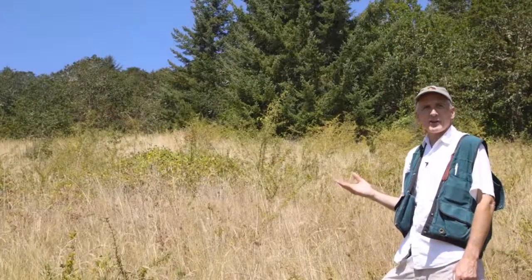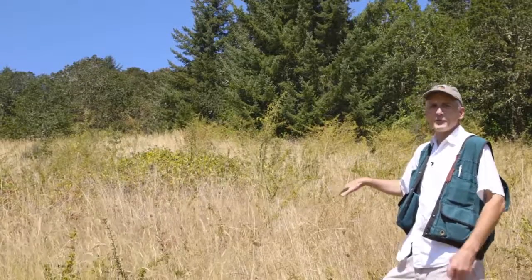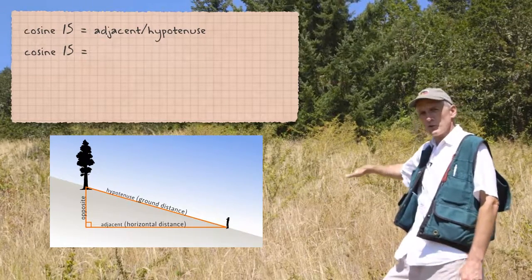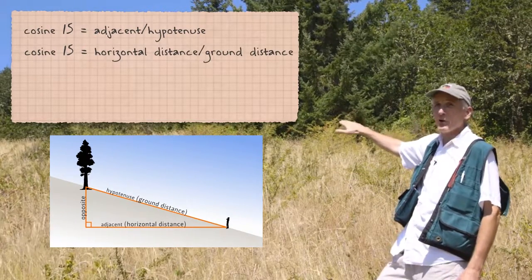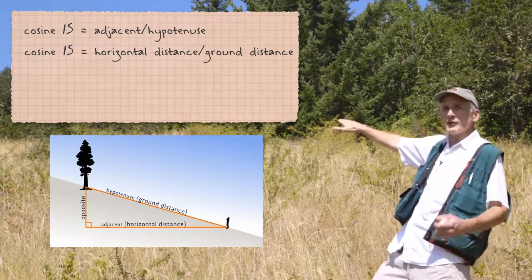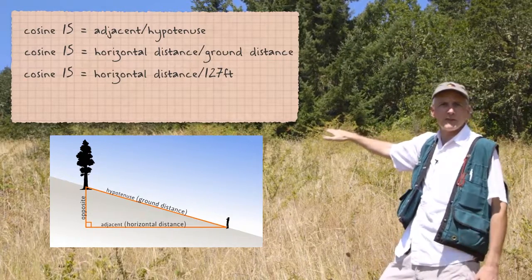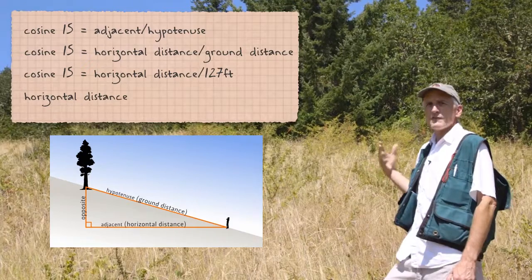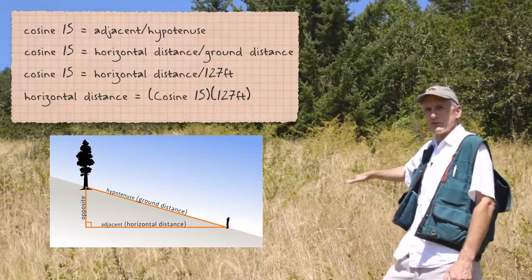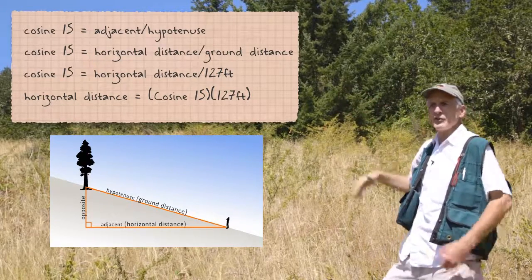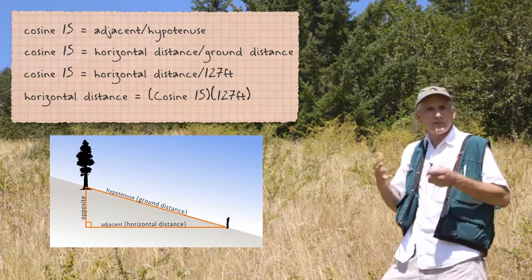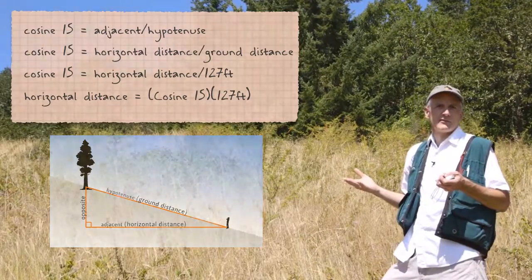So in terms of our right triangle, in order to determine that horizontal distance, we need to use the cosine function. So cosine of our angle of elevation is equal to horizontal distance over hypotenuse, or ground distance. Horizontal distance over ground distance. We've determined that ground distance. That's 127 feet. Our angle of elevation is 15 degrees. So cosine of 15 degrees is equal to horizontal distance over ground distance. So in order to determine what our horizontal distance is, we'll be multiplying cosine of 15 by 127 feet.